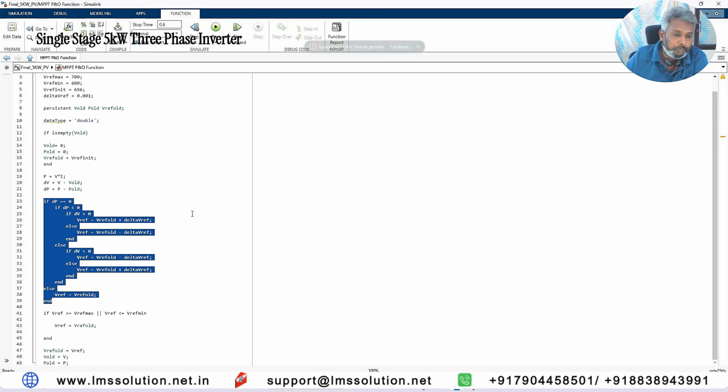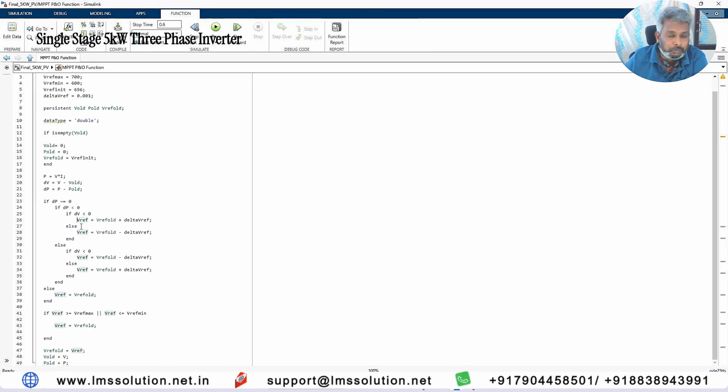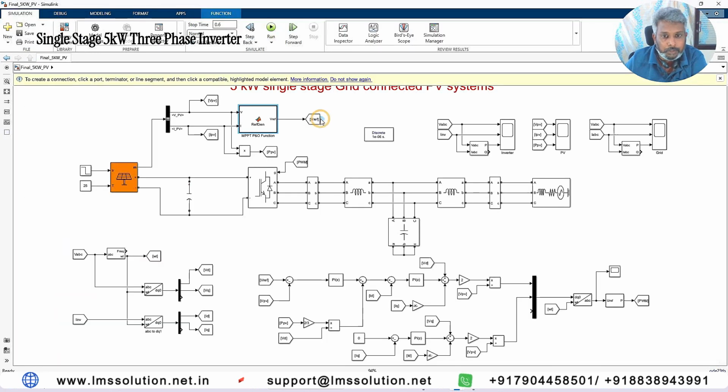The P&O MPPT algorithm has 4 rules. According to the 4 rules, the voltage will be incremented or decremented. So according to that, the P&O MPPT provides the reference voltage. So here we are getting the reference voltage. This reference voltage will be compared with the PV voltage, and then it is processed via a PI controller. So this PI controller acts as a voltage controller. That means it will control this voltage across the PV according to the reference voltage.